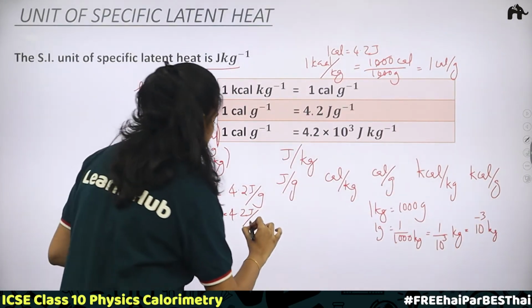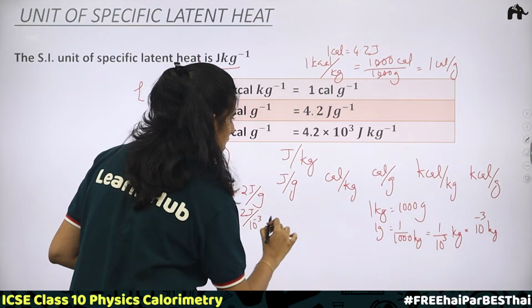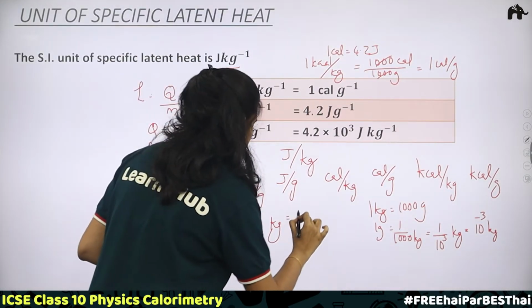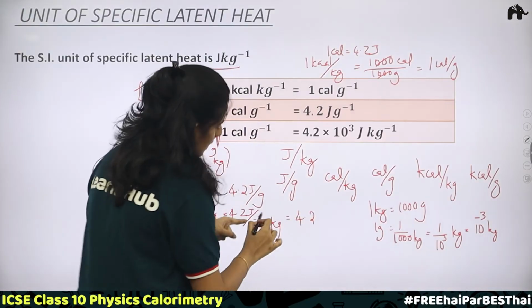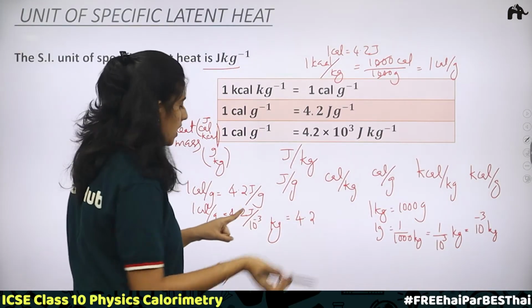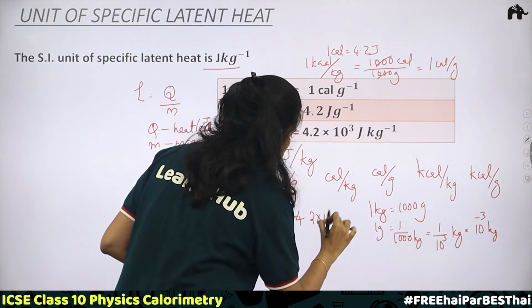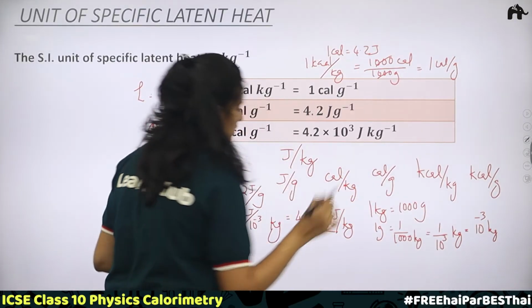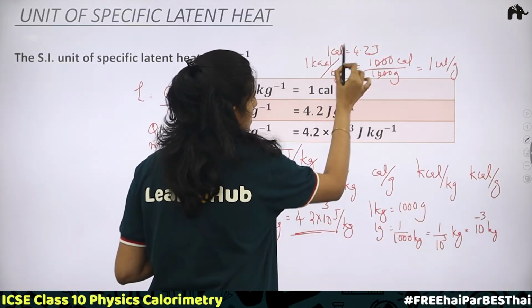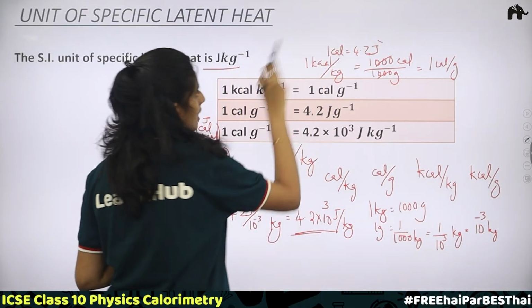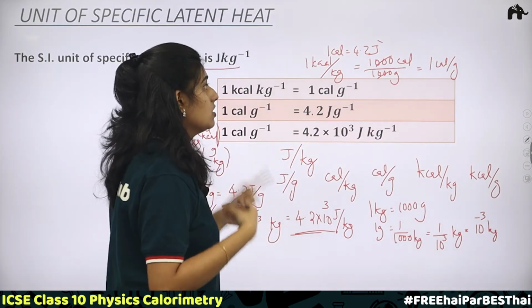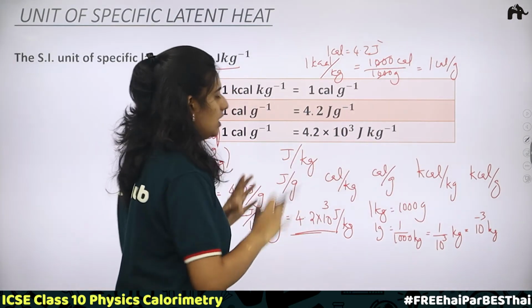So here you will be getting 10 raised to minus 3 kilogram. Now this will be equal to 4.2. Here 10 raised to minus 3 is in the denominator. Taking it to the numerator, it becomes 10 raised to 3 joule per kilogram. So this is the interconversion. You just have to know the relation between kilocalorie and calorie, between calorie and joules, and between kilogram and grams, then you can make the interconversions between the different units.